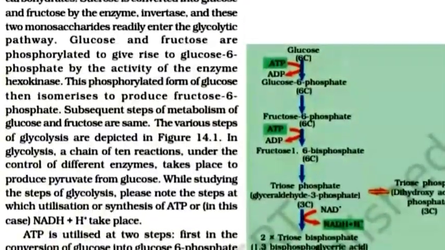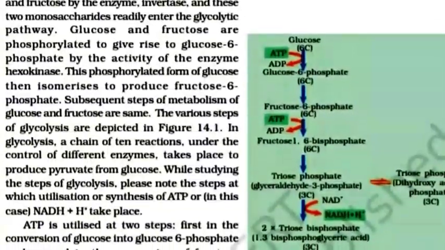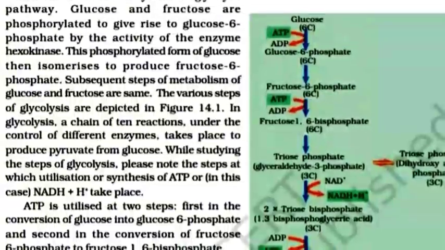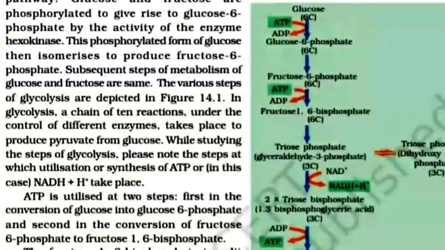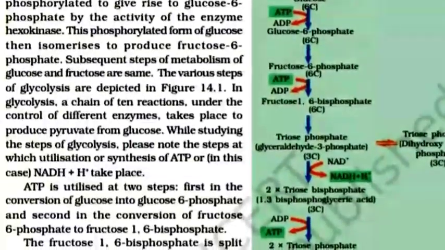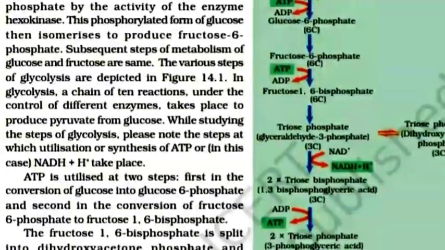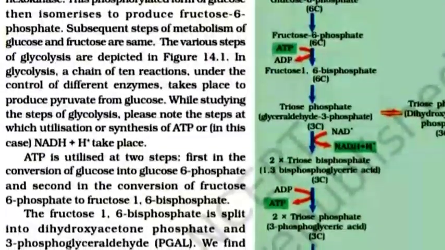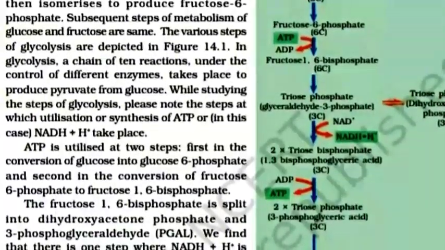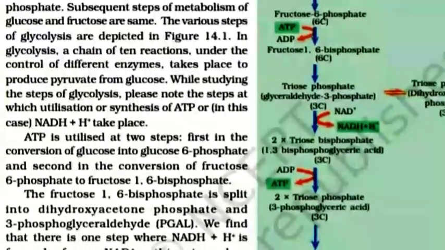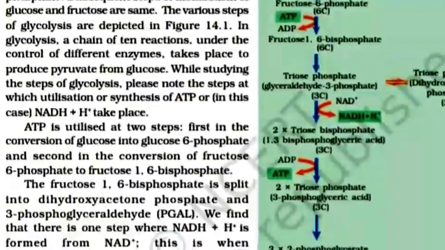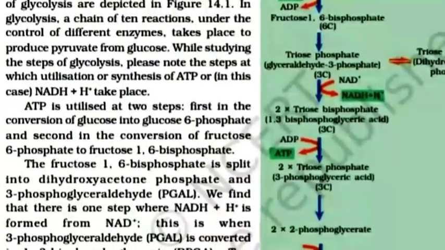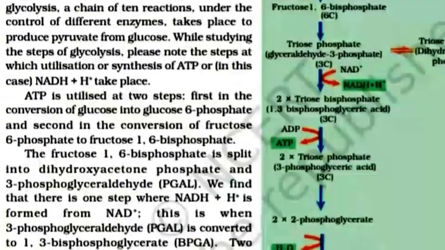Glucose and fructose are phosphorylated to give rise to glucose 6 phosphate by the activity of the enzyme hexokinase. This phosphorylated form of glucose then isomerizes to produce fructose 6 phosphate. Subsequent steps of metabolism of glucose and fructose are the same. The various steps of glycolysis are depicted in the figure. In glycolysis, a chain of reactions under the control of different enzymes takes place to produce pyruvate from glucose. While studying the steps of glycolysis, please note the steps at which utilization or synthesis of ATP or, in this case, NADH plus H ion takes place.